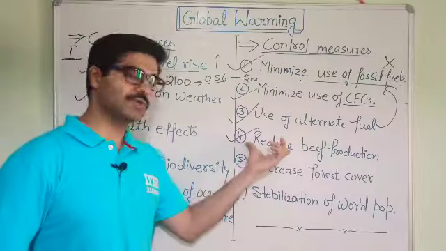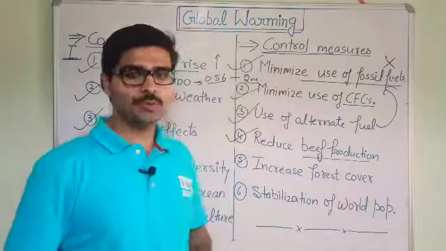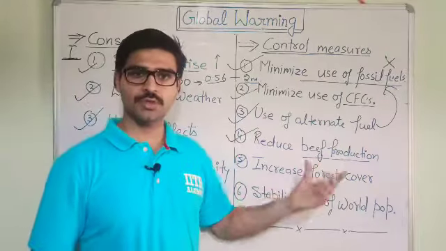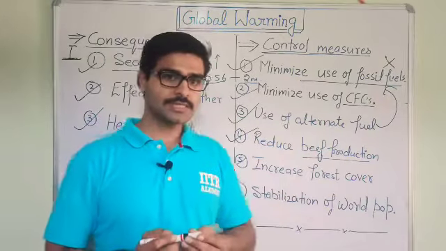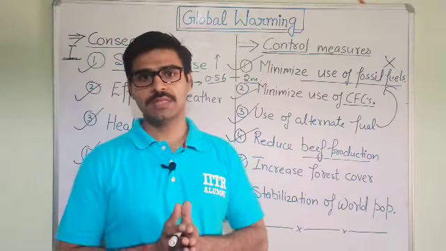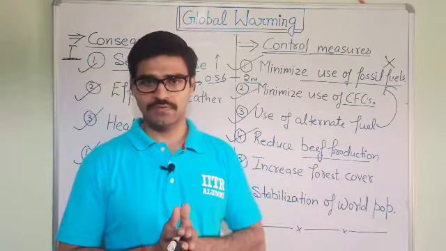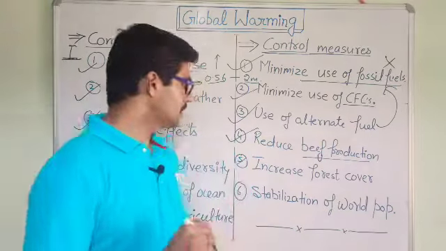And the next point here is to reduce beef production. Why am I saying this about beef production? Because cattle generate a large quantity of methane gas, and methane is a major greenhouse gas that is responsible for the greenhouse effect and global warming.